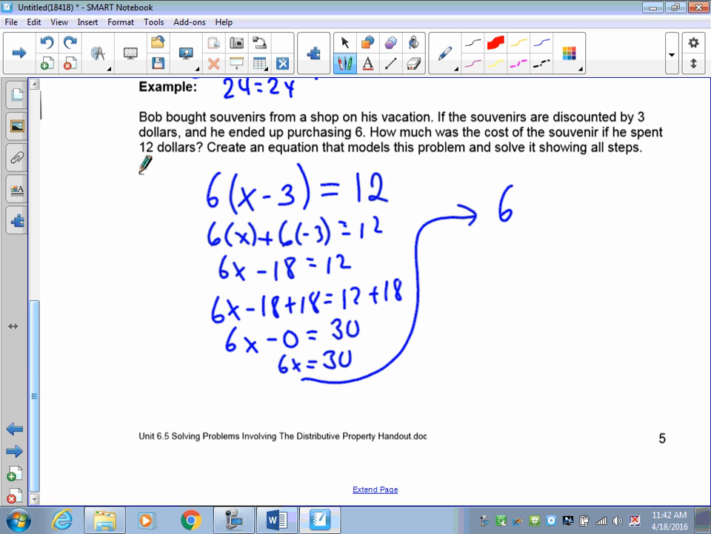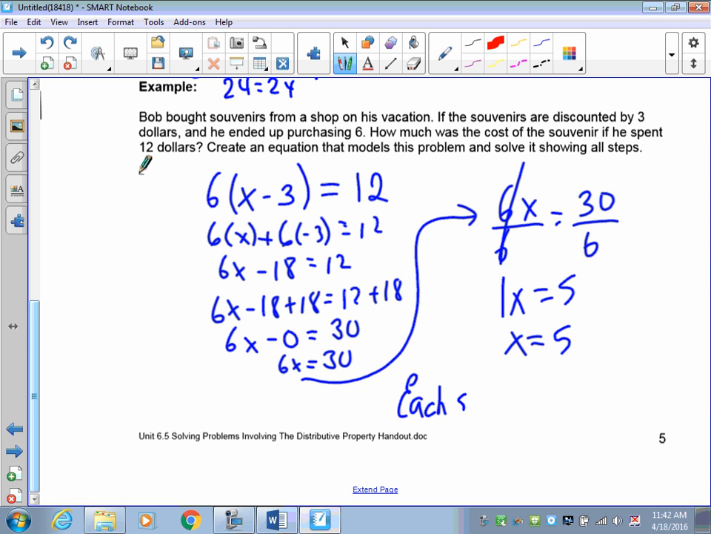Now I can divide by 6. These cancel. 1x is equal to 5. So x is 5. So each souvenir cost $5 originally. And there you go. All right, turn the page.